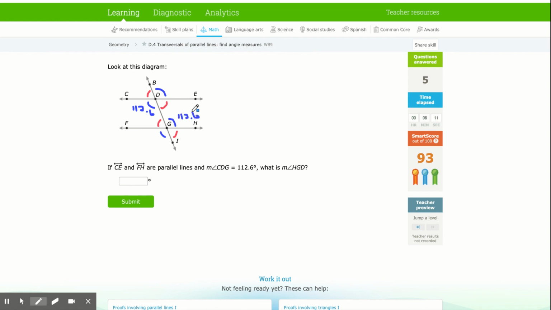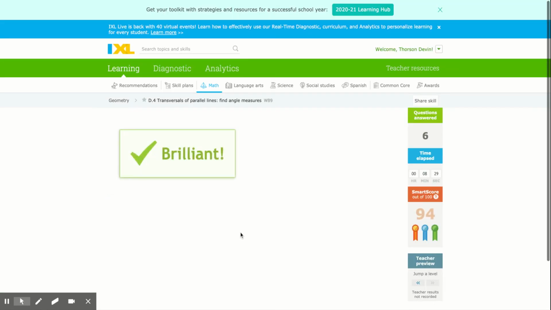Now, if they happened to give me a red one, I'd have to subtract it from 180. Remember that. The red and the blue always add up to 180. I haven't been emphasizing that because it seems like they're always asking for the same one that they give. But it doesn't have to be. So be careful and remember that. The blue and the red always add up to 180, the two different size angles.